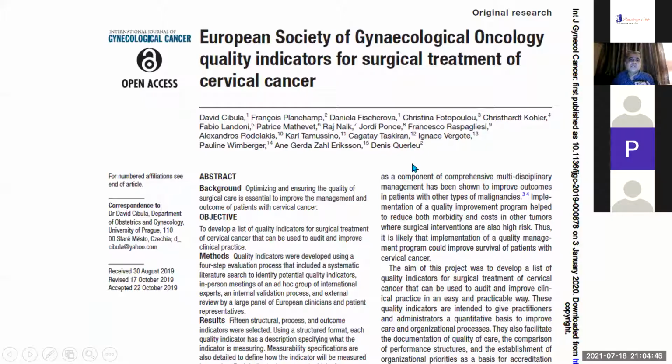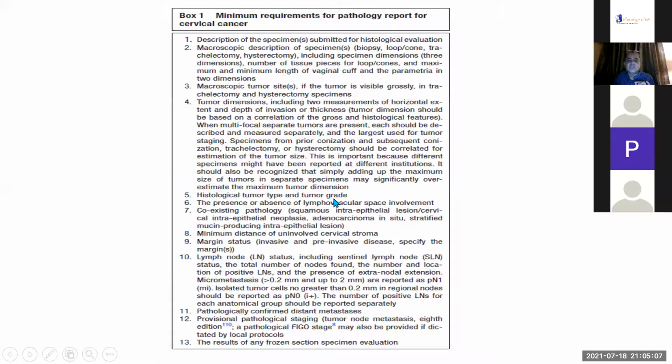So these have been part of the European Society of Gynecology quality indicators also, that pathologists should be a part of decision making, and pathologists should also aid in the management of cervical cancer. So these are some of the points which are included in this quality indicator. You see how most of the points include the histological tumor type, tumor grade, presence or absence of LVSI, minimum distance.